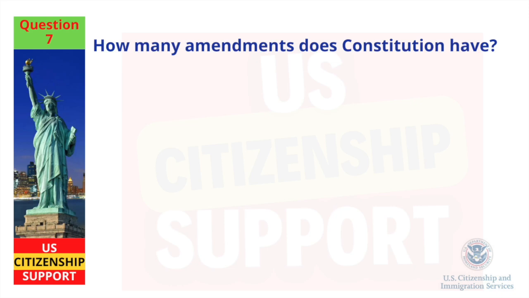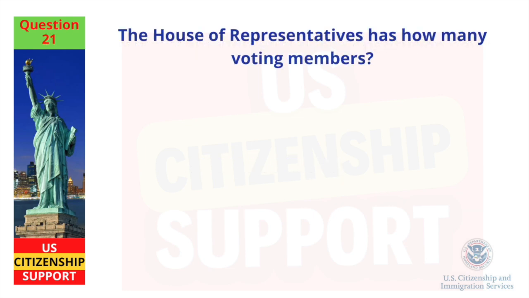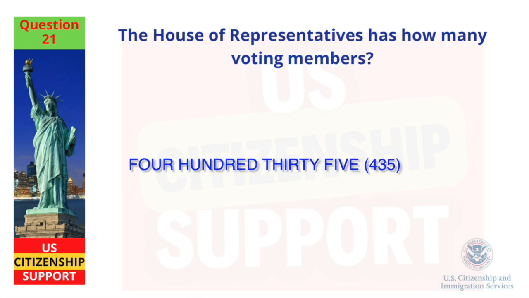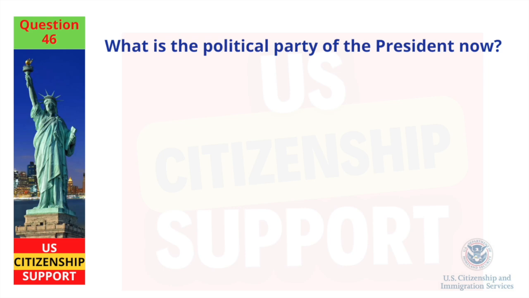How many amendments does the Constitution have? 27. The House of Representatives has how many voting members? 435. What is the political party of the president now? Democratic Party.